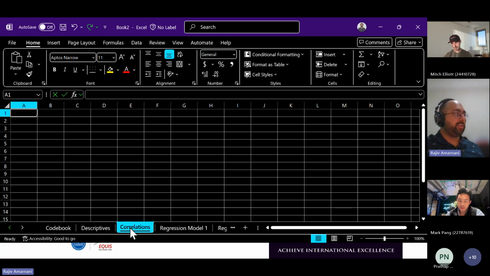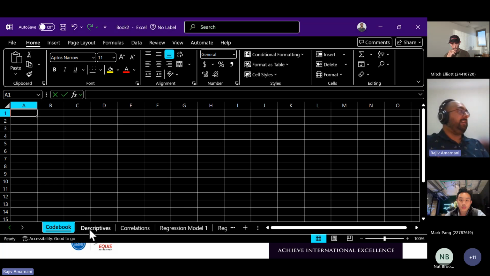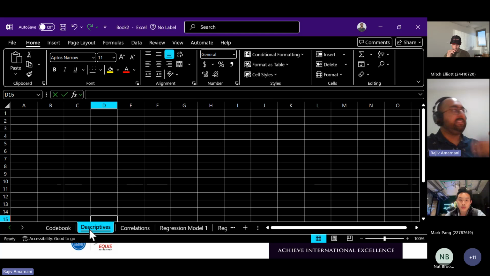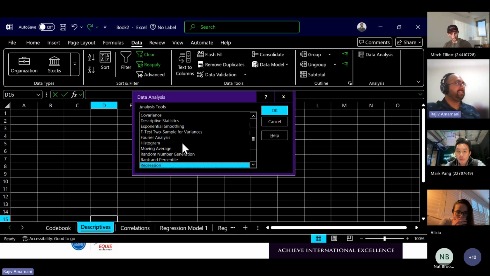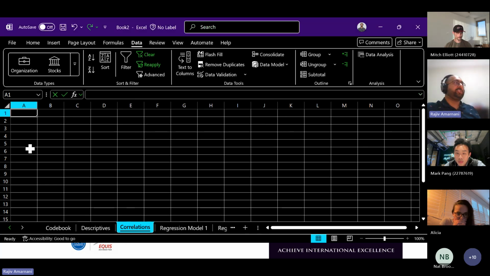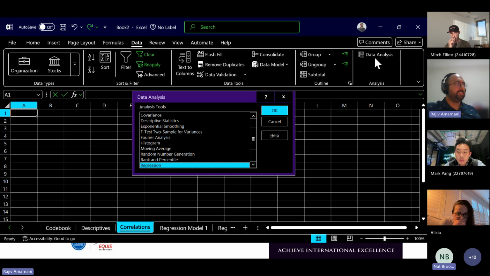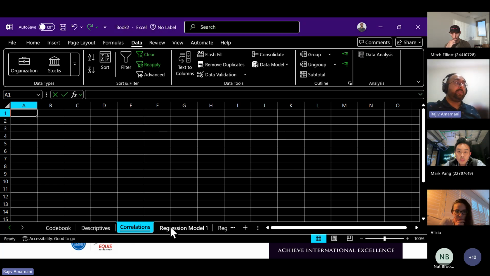It has a bunch of worksheets here where you typically would start with the code book. After the code book, you'd have your descriptive, so the means, standard deviations, medians of the key variables, minimum, maximum. You can pull this automatically using the data analysis and just going to descriptive. So it's just the stuff that you get automatically. Correlations, this is just what the correlations are, which again, you would just run correlation over here and that should get you sorted. And then your regression models.